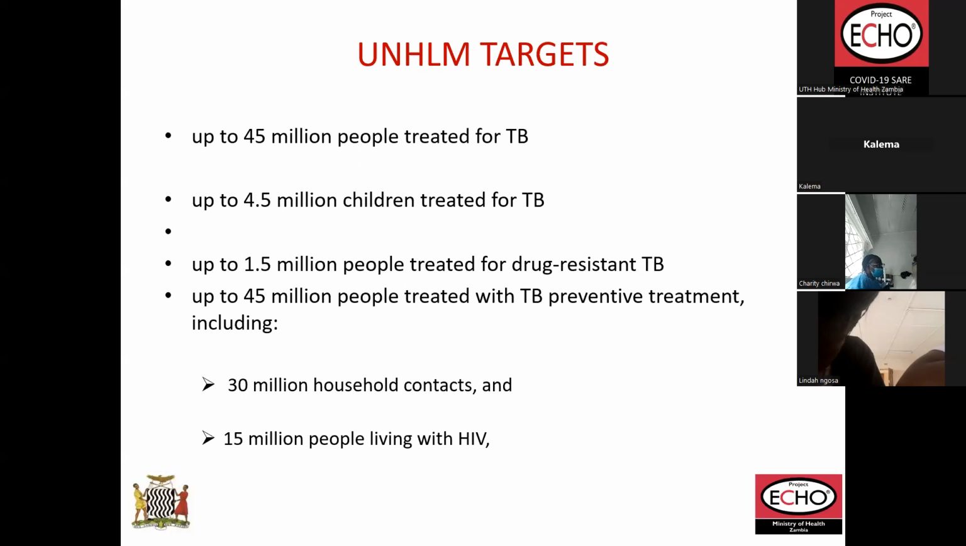So based on that commitment, the figures that accompanied it are that we are now being mandated to find about 45 million people who should be linked into TB care globally, of which 4.5 million have to be children. This is about 10% of that. And when it comes to MDR, they have said we need to find about 1.5 million. This figure hasn't changed from the previous 2018 to 2022. And then when it comes to TPT, we have moved from the previous 30 million to about 45 million. These were commitments, of which 30 million has to be household contacts, and the other 15 million has to be people living with HIV.